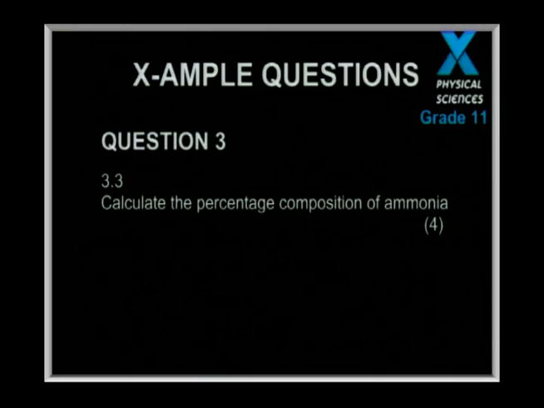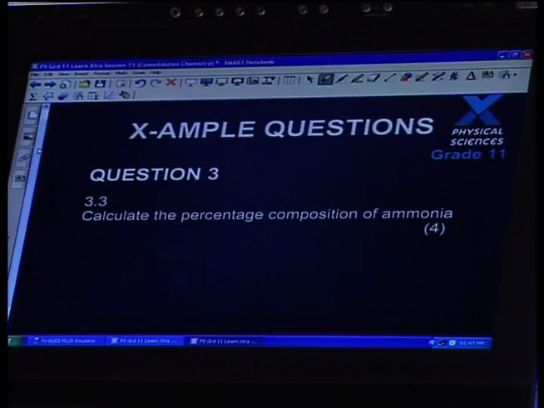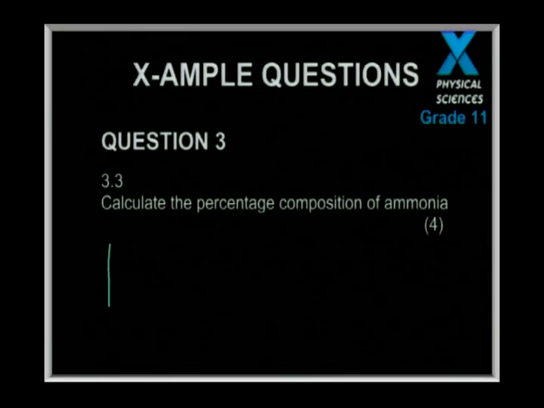So we are now finished with our bond and molecule shapes, and now we're looking a little bit more at the chemical calculations that might be expected of you guys. So the first question asks us to calculate the percentage composition of ammonia. So still on ammonia, NH3.